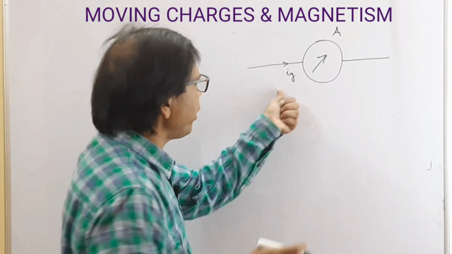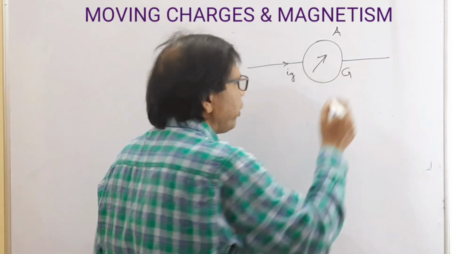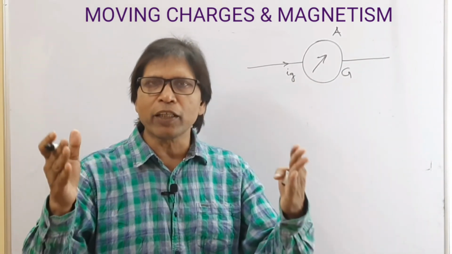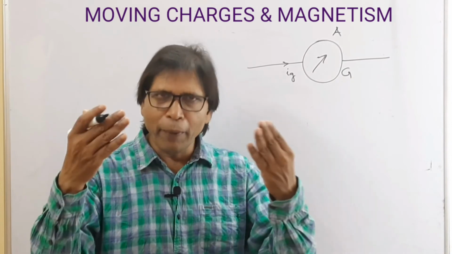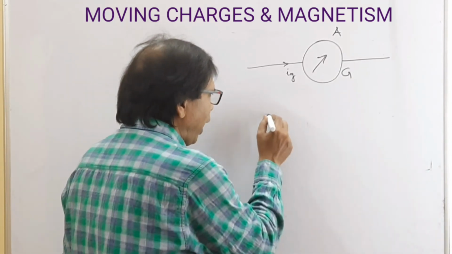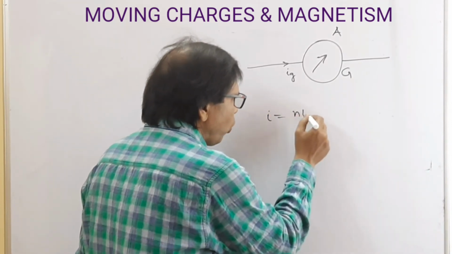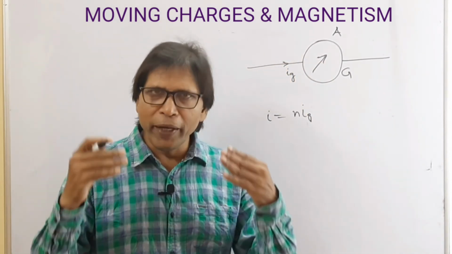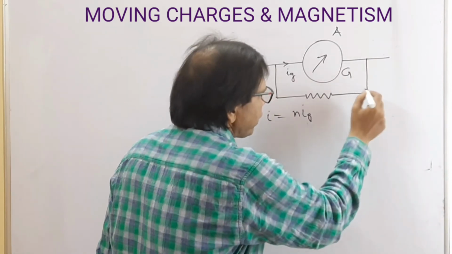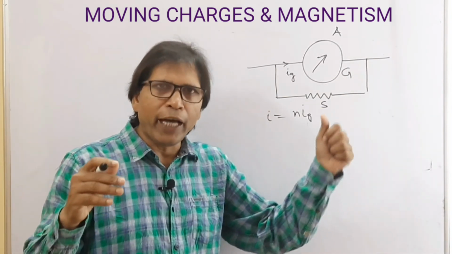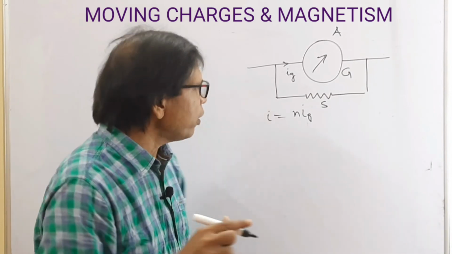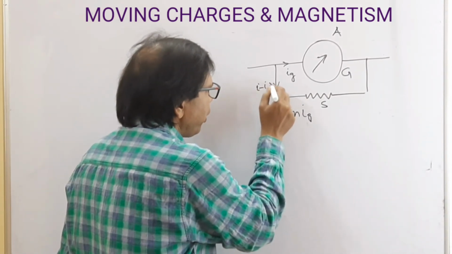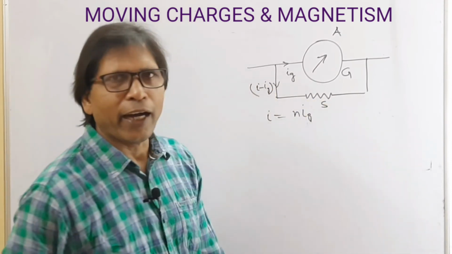Suppose an ammeter of resistance capital G measures the current Ig in full scale deflection condition. Now we have to measure the current I equal to N into Ig by this ammeter. So to measure this current, a weak shunt S is connected with the ammeter such that the rest of the current I minus Ig passes through the shunt.